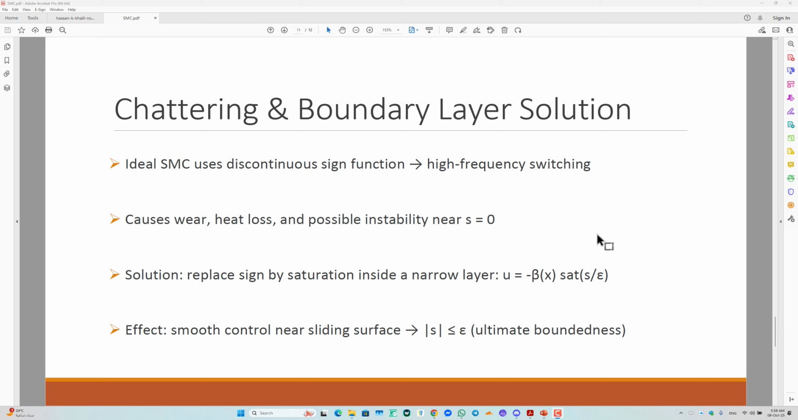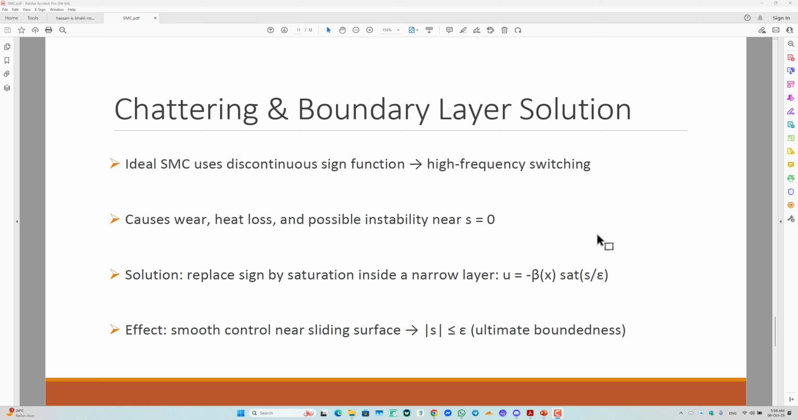We have already mentioned that chattering is the main challenge, but this slide highlights the boundary layer method. In ideal sliding mode control, the discontinuous sign function causes high frequency switching around s equals 0. This is impractical for physical actuators and can lead to energy loss or component wear. To fix this, I told you we will replace the sign function with a saturation function inside a thin layer near the surface to make it smoother.